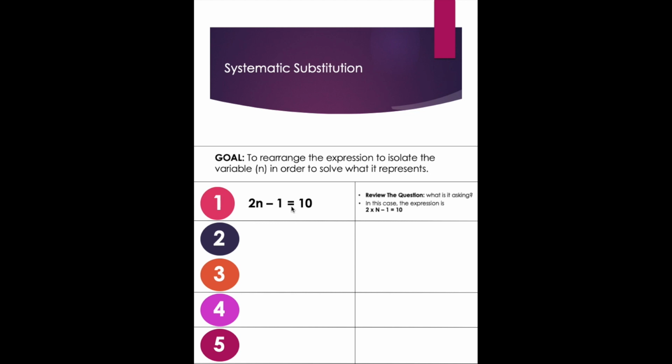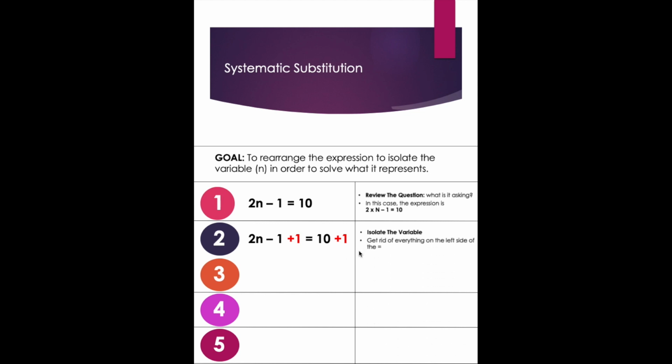Now some of us might be able to figure this out in our head, and that's totally fine. But we want to use systematic substitution and rearranging the expression to basically rework the question so that n tells us what it is. This helps when you've got numbers that are less friendly, less easy to solve off the top of your head. So the first thing we want to do is get rid of everything on the left side of the equal sign until we're left with just n. At the end, the question will read n equals whatever it's supposed to equal.